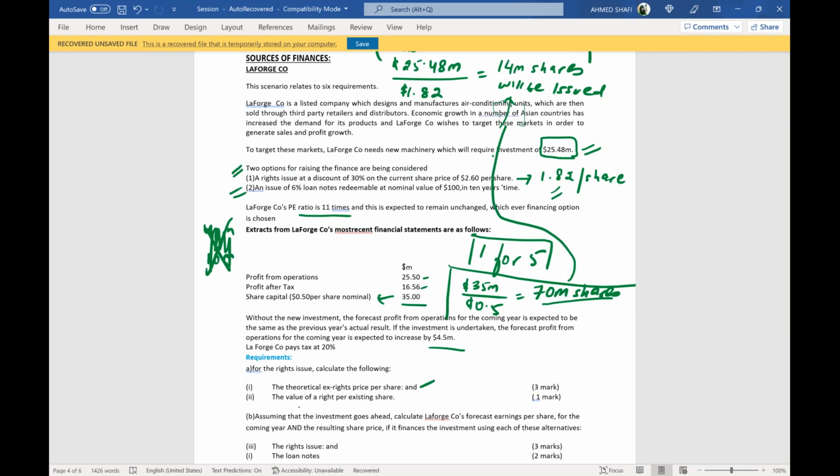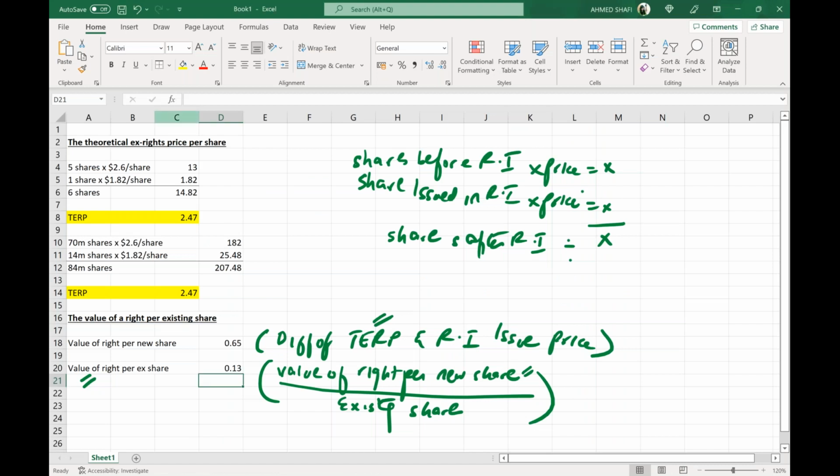Now the requirement is TERP. So how do you find TERP? Before the rights issue, it's 1 for 5, so the company will have 5 shares. Price is 2.6 before the rights issue, so 13. In the rights issue, 1 share was issued at 1.82. So after the rights issue, the company had 6 shares in total, combined worth 14.82. You can divide it to get 2.47.